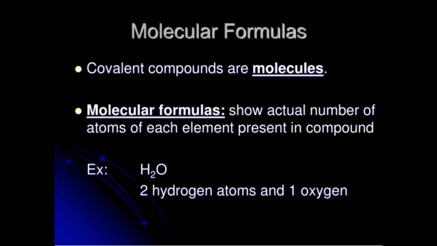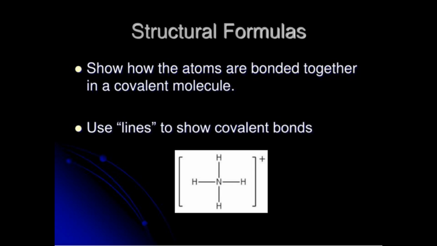So, for instance, in nitrogen now, it's clear that we have the molecule because covalent compounds are molecules. In water, it shows that we have two hydrogen and one oxygen atom combining together. Okay, so of course, covalent compounds, apart from molecular formula, usually also have a structural formula. Structural formula will show us how the atoms are bonded together in a covalent molecule.